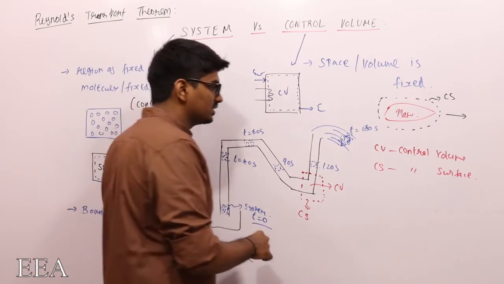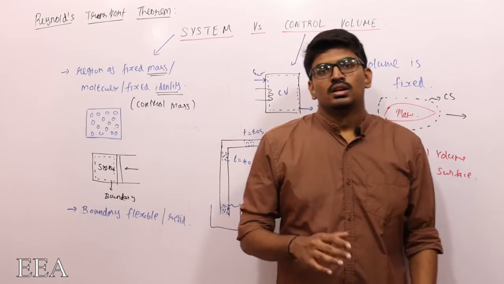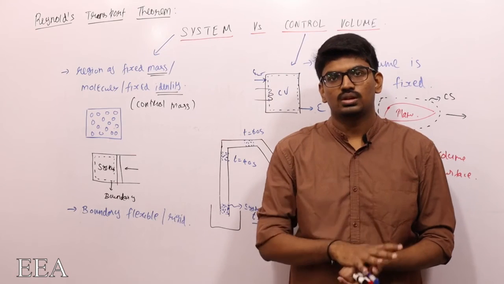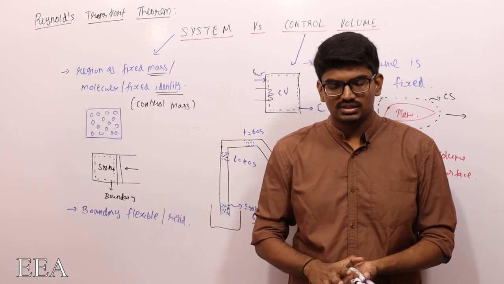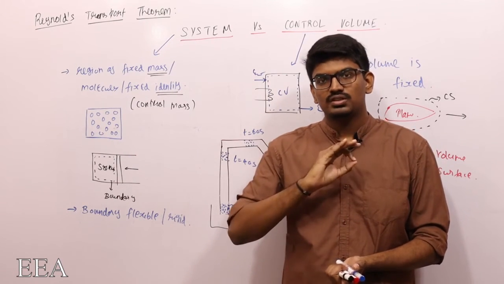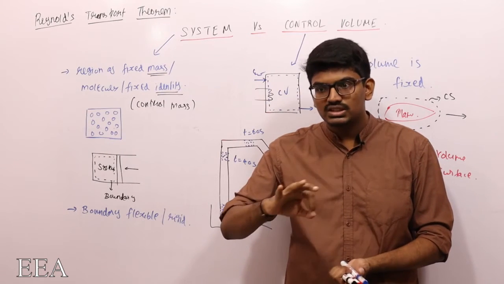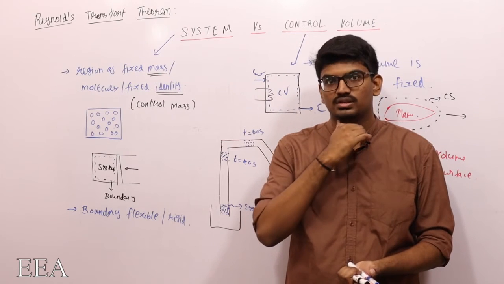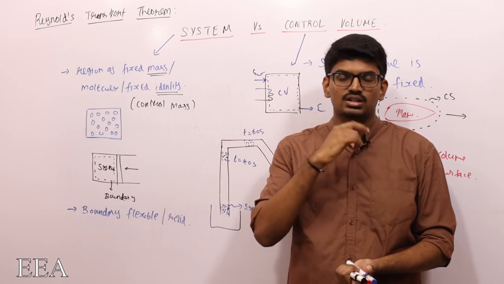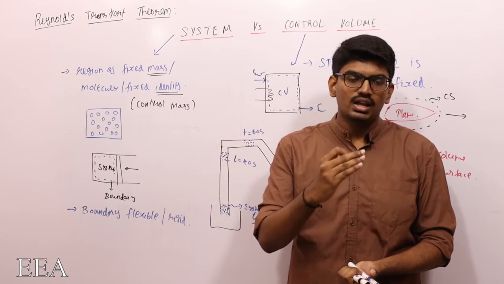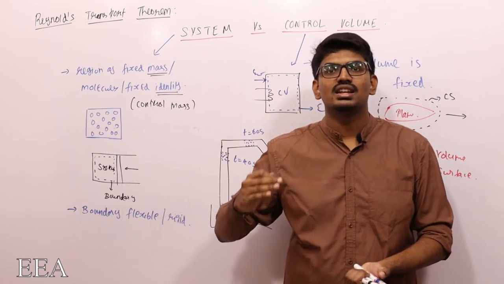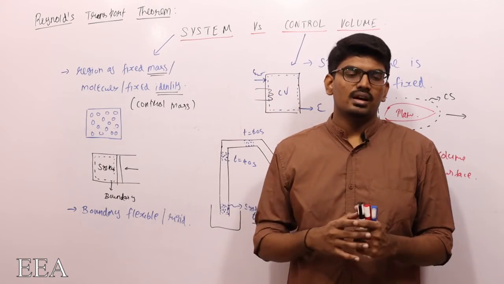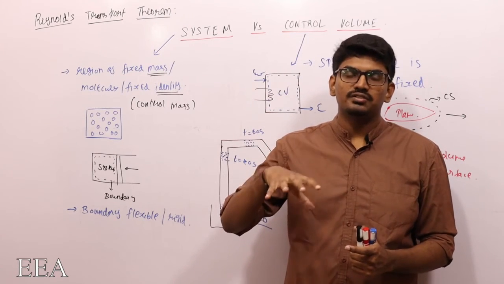Now comes the important point. I hope the difference is clear, what is a system and what is a control volume. Now the important point is, most of the physical laws. What do I mean by physical laws? The best example I could give is Newton's second law of motion, or whatever laws you are studying in your engineering mechanics. Basic mechanics, and all the physical laws are defined for a system.